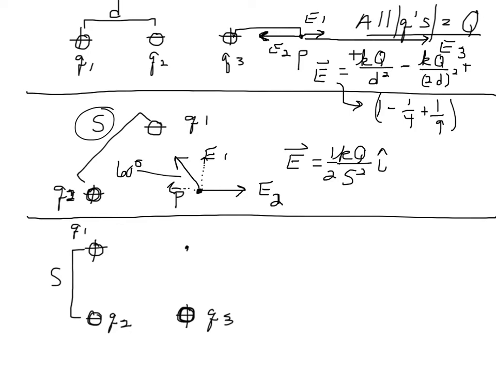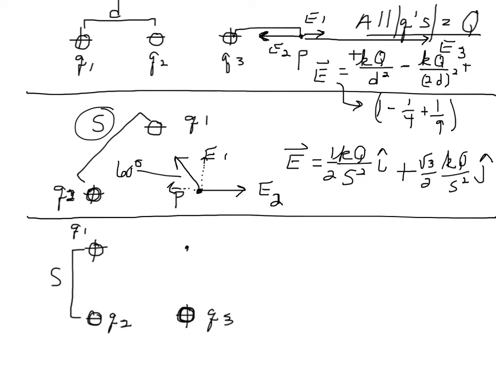E1 has a y component, E2 doesn't have a y component, so there's only one y component. So we add to that K Q over S squared times the sine of 30 degrees. That's the square root of 3 over 2. So this one should be the square root of 3 over 2, all that, K Q over S squared J hat. And it is in the positive J hat direction. So that's the answer you should have gotten.